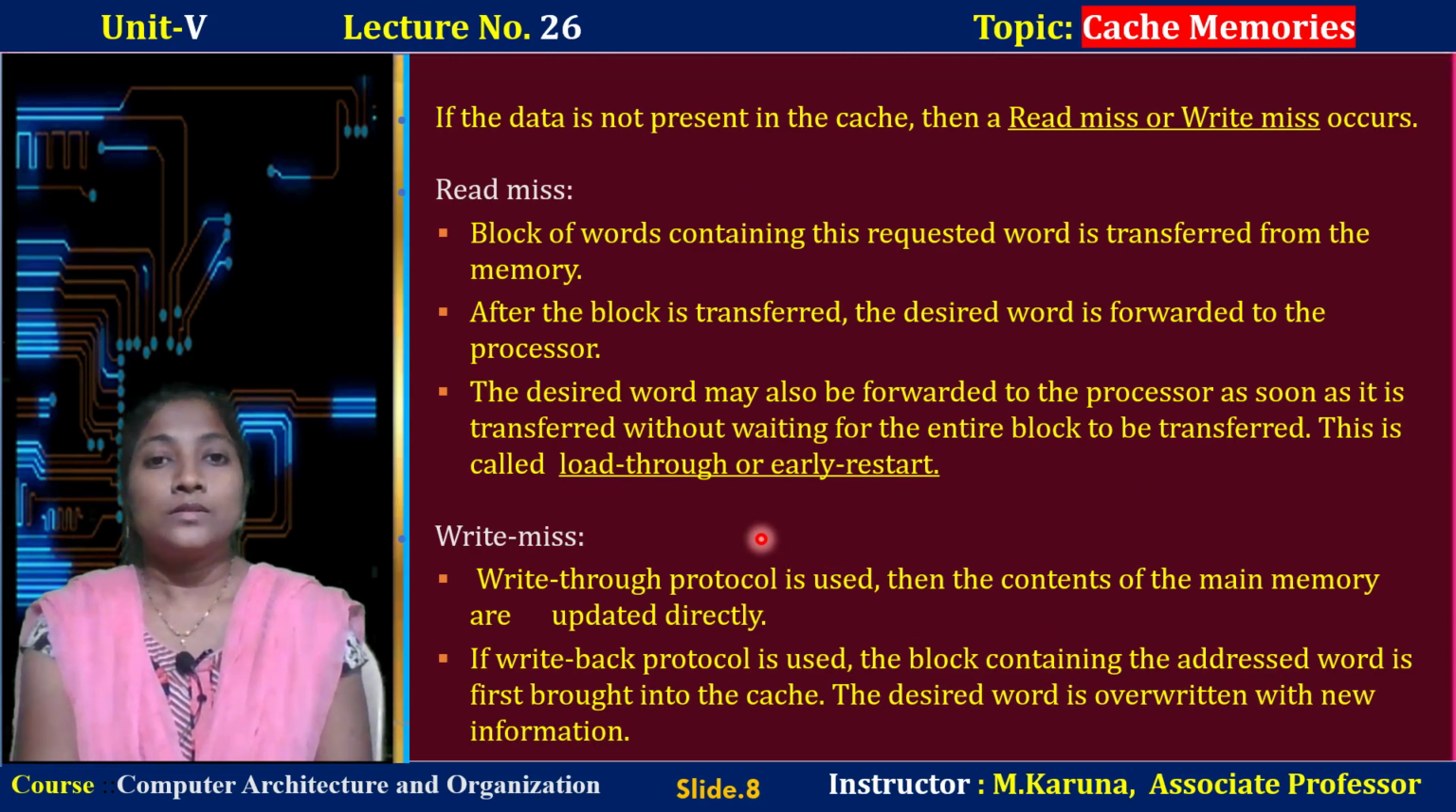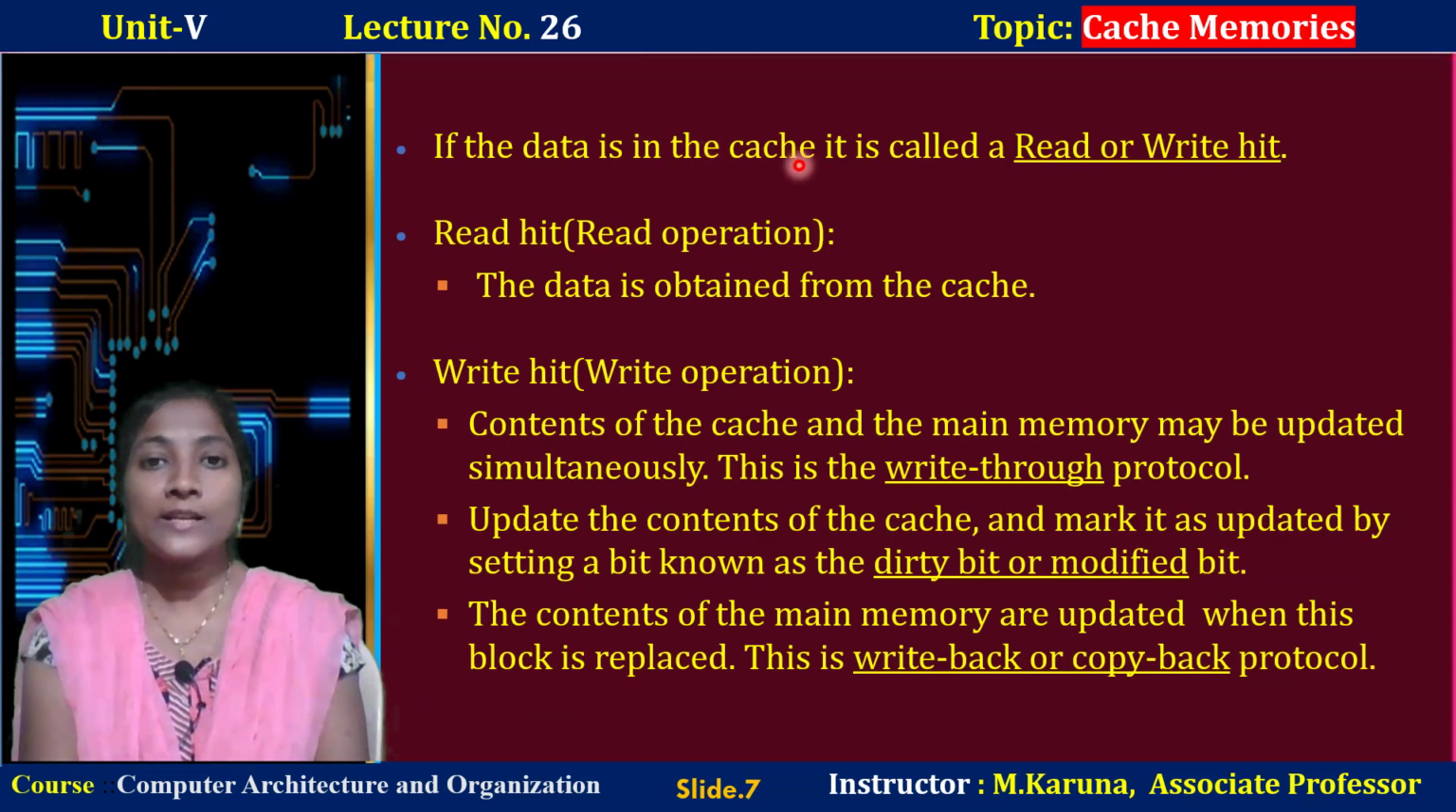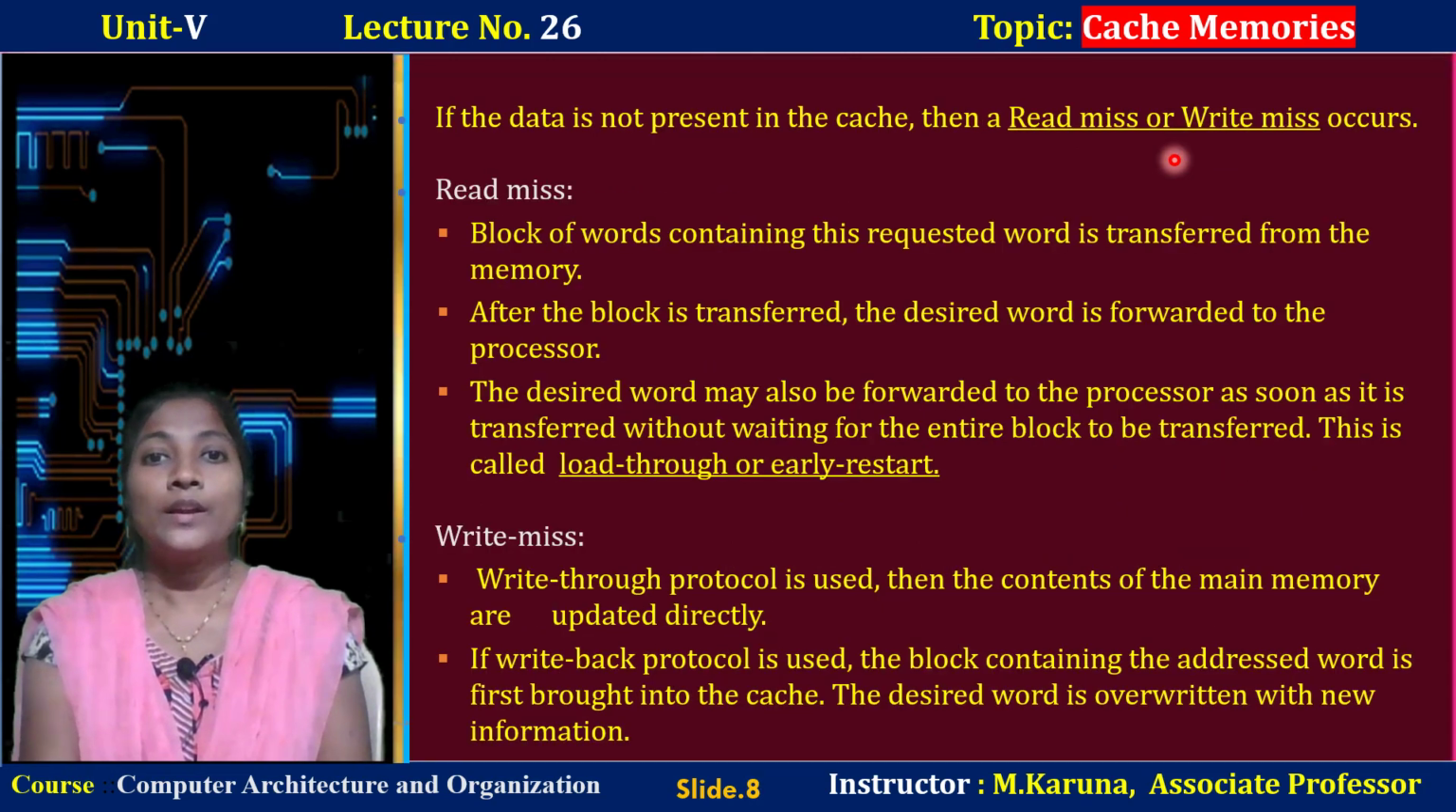Next, some hardware circuit is used to determine whether the data is present in the cache or not. If the data is present in the cache, that is nothing but a read or write hit. If the data is not present in the cache, then we call it a read miss or write miss. When a read miss occurs, where the required data is not available in the cache, let us see what the processor needs to do.